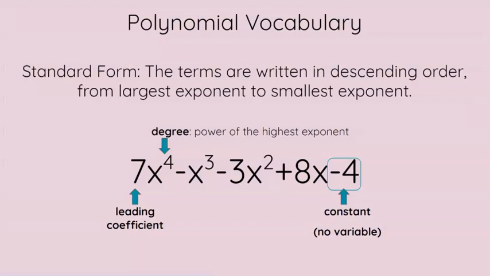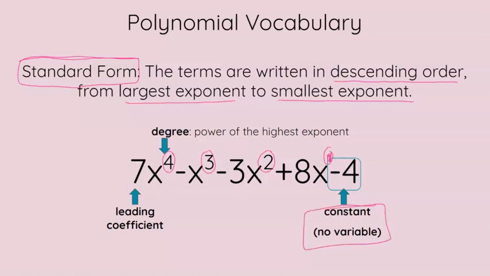All right, our next piece of vocab is standard form. So standard form for polynomials is when the terms are written in descending order from largest exponent to smallest exponent. So we're looking at the little numbers next to the variable. So as you can see, this polynomial is written starting with 4, going to 3, going to 2. If there's no exponent, there's really a 1 there. And then you can see here the constant that has no variable will always be the last term if there is a constant.